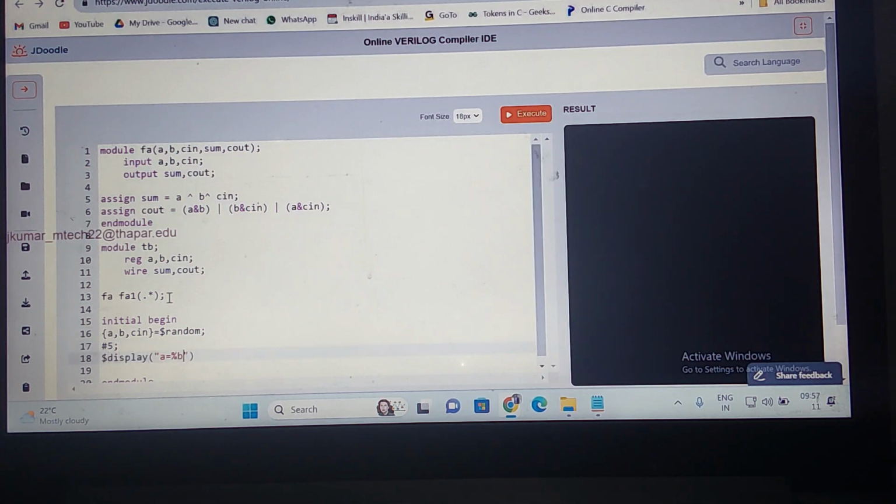A is equal to percentage 0B, tab space. B is equal to percentage 0B, tab space. C is equal to percentage 0B. Then tab space, sum is equal to percentage 0B, tab space, C out is equal to percentage 0B.